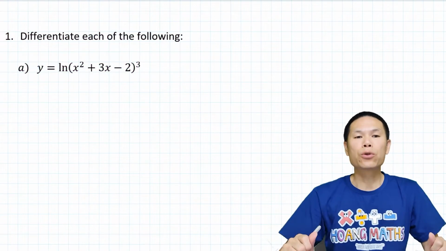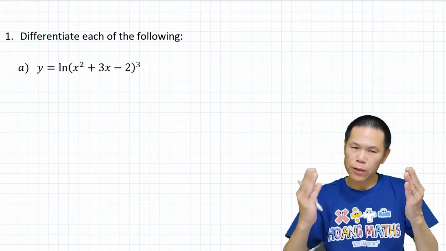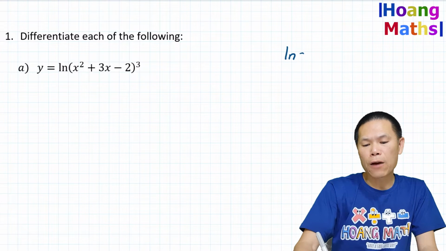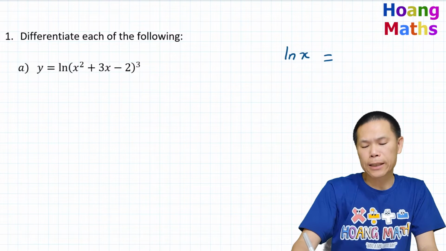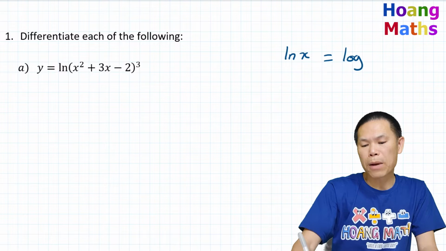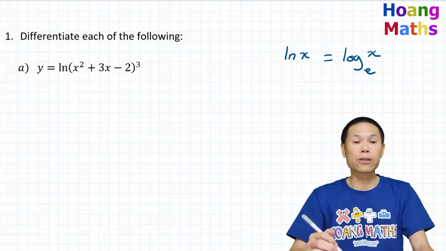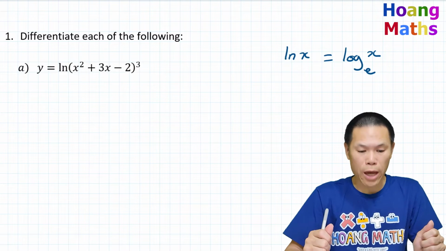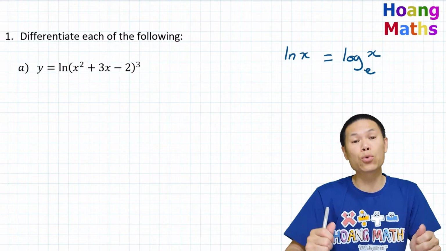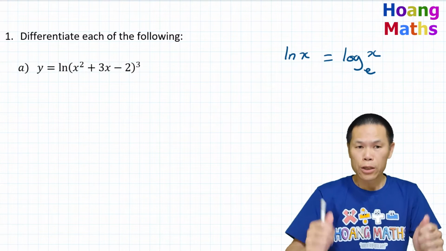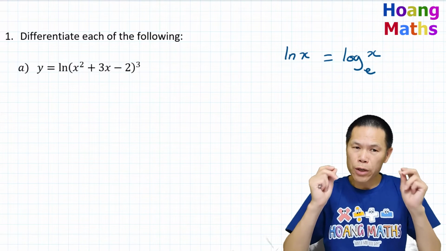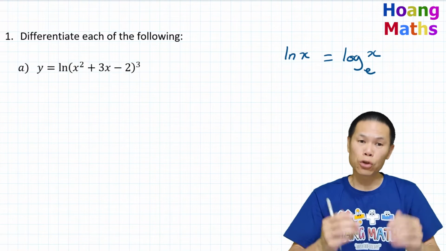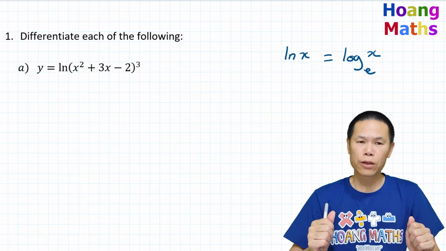First one, to differentiate ln. First of all, we know that ln of x is exactly the same as log base e of x. Keep that in mind. So in this case, ln of (x squared plus 3x minus 2) all to the power 3. Before we differentiate this, we need to write it in a different form first, just to make it easier for us to differentiate.